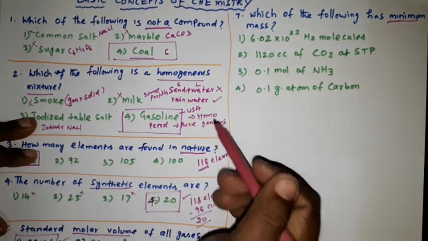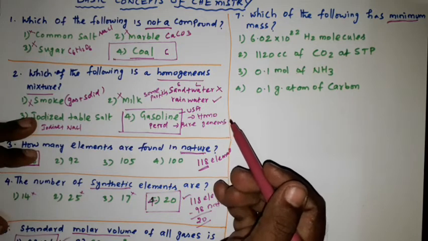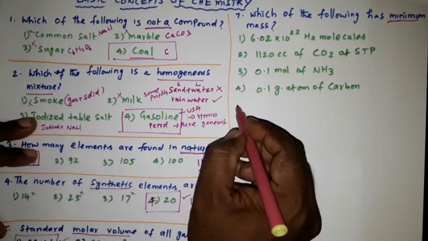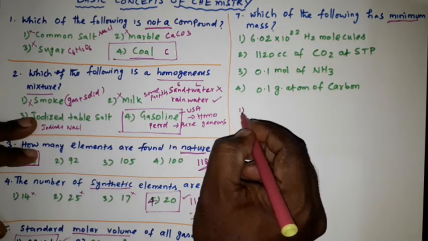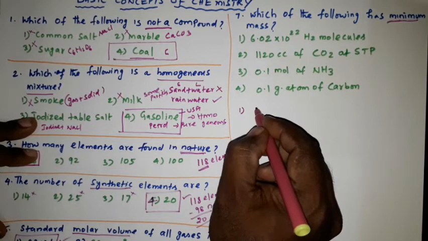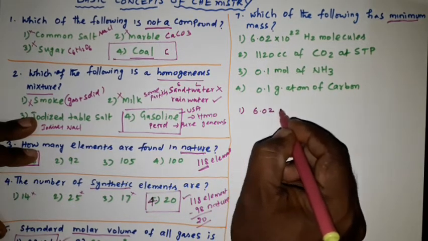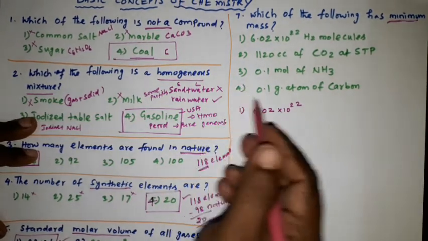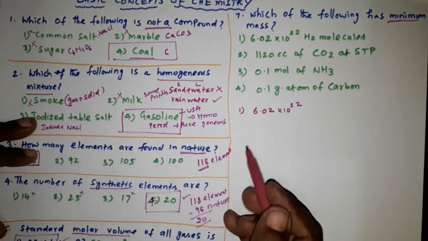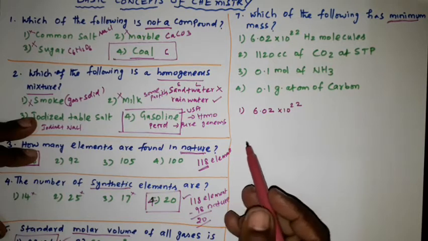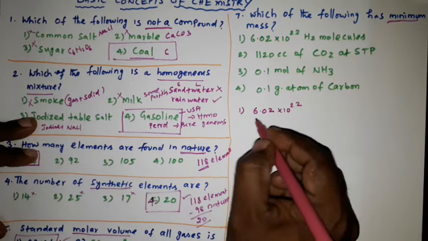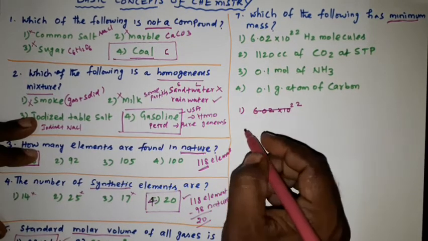So out of these 4 options, which is the correct answer? You have to check one by one which one has the lowest mass, that is minimum mass. So option 1 we will see first, 6.02 into 10 power 22. Before calculating this answer, I will give some formulas. So note down these formulas.